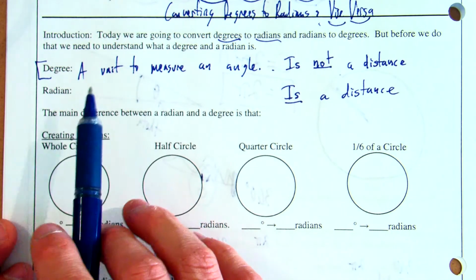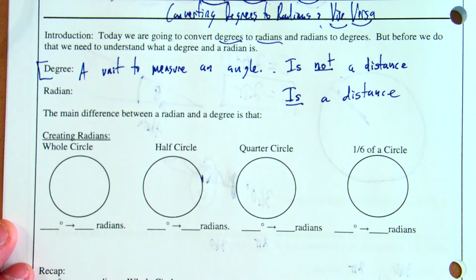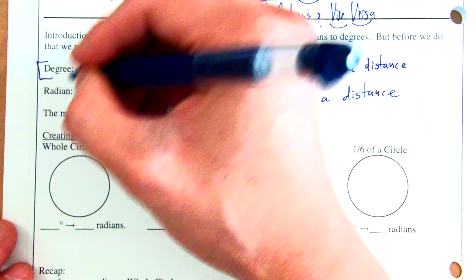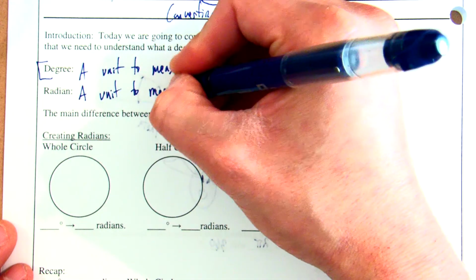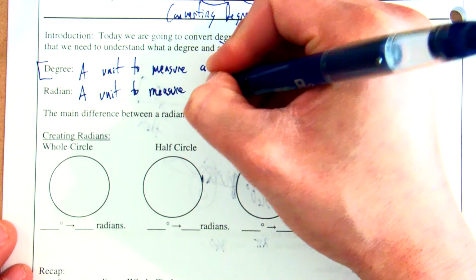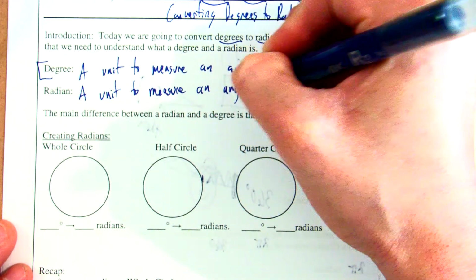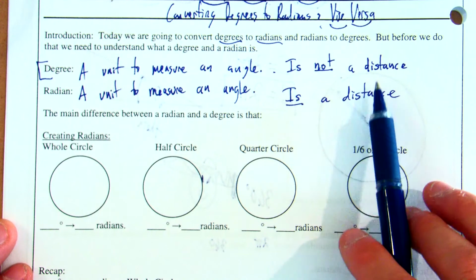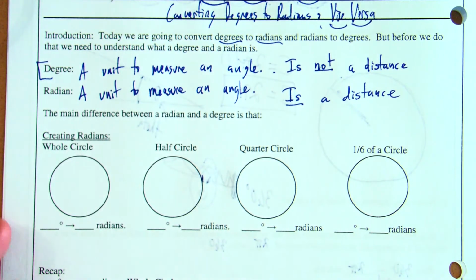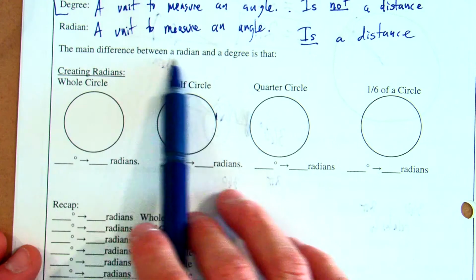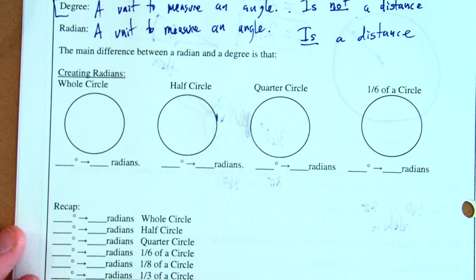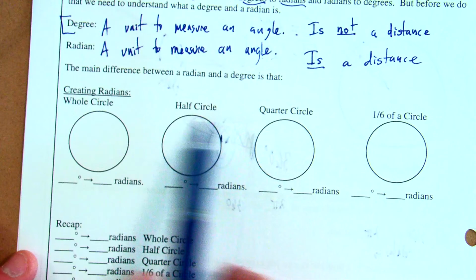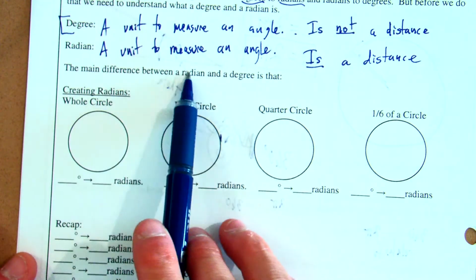And of course, over here, we're going to use the same definition for radian. Is that okay? Because it's basically the same thing. All a radian is, it is a unit to measure an angle. And we will investigate why this is not a distance and why this is a distance here. Okay? And now, what is the main difference between a radian and a degree? Jesus, tell us. Question is, what is the main difference between a radian and a degree?